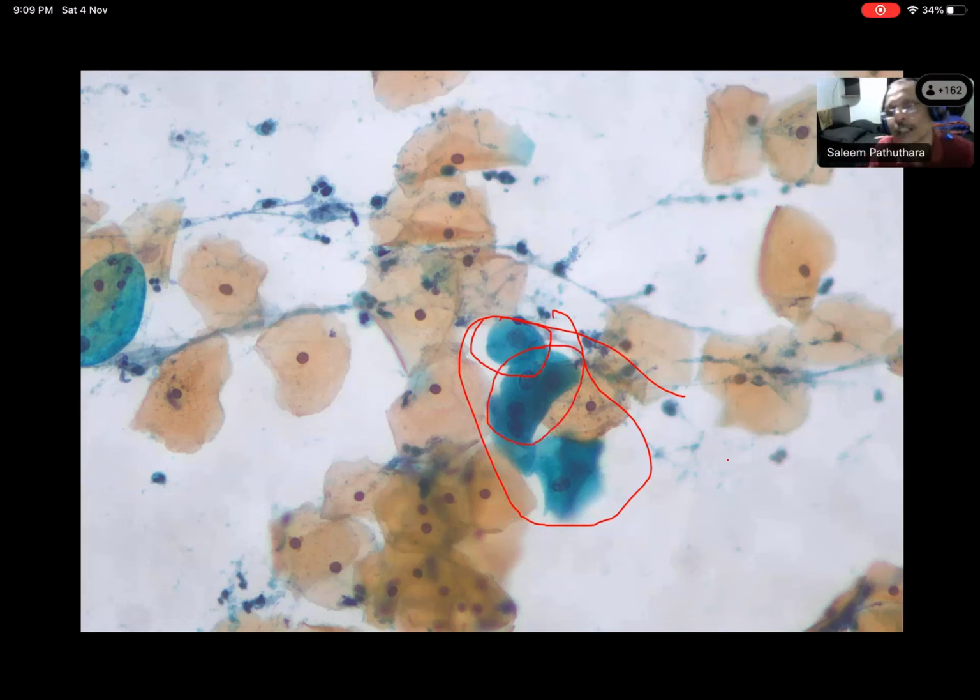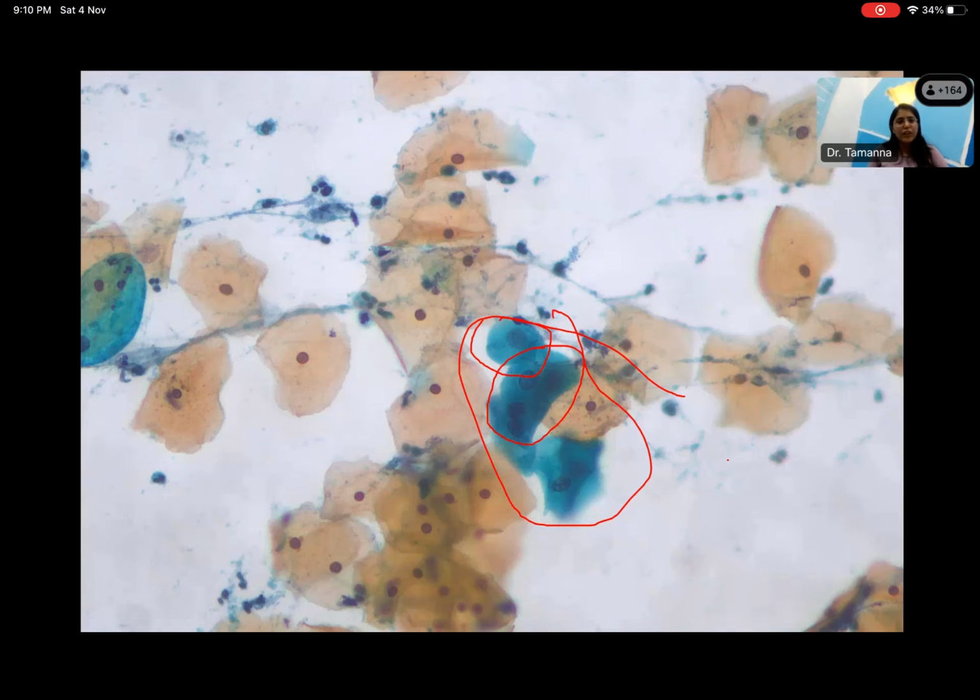Okay. So where do these metaplastic squamous epithelial cells come from? The transformation zone. Have you heard of the transformation zone? Yes, sir. So is the presence of the transformation zone important in a pap smear or not important? Sir, it's not important for saying this smear is satisfactory, but the presence of the transformation zone is important to look for.